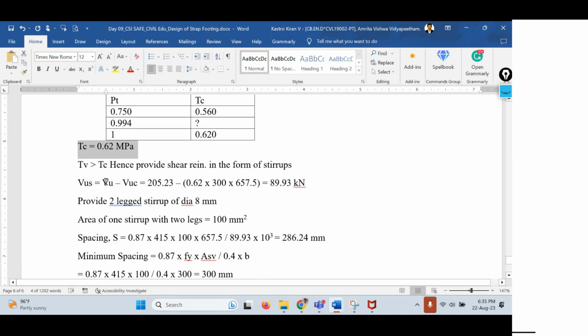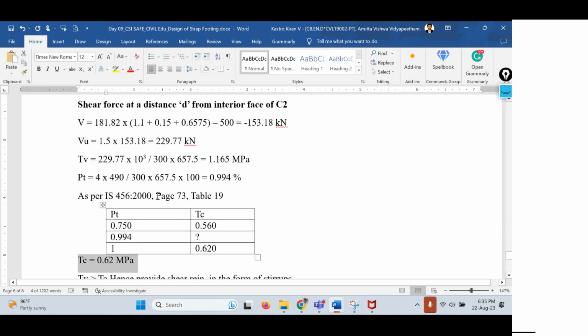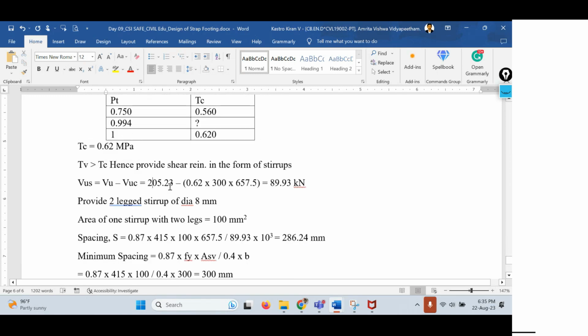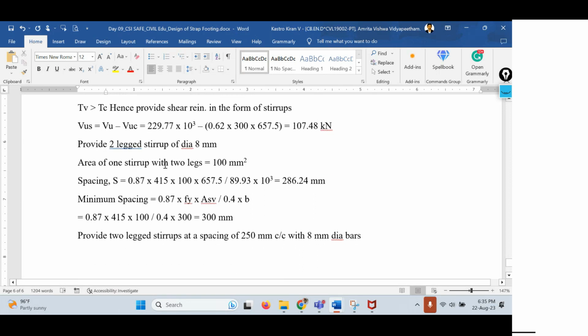Now let us calculate VUS, that is VU. What is the VU value? 229.77 into 10 cube. Right. 229.77 into 10 cube minus 0.62 into B, that is the dimension of the beam, into the effective depth. So if you solve this one, it will be 107.48 kilonewtons. Similarly, again, two-legged stirrups we have to provide of diameter 8 mm.